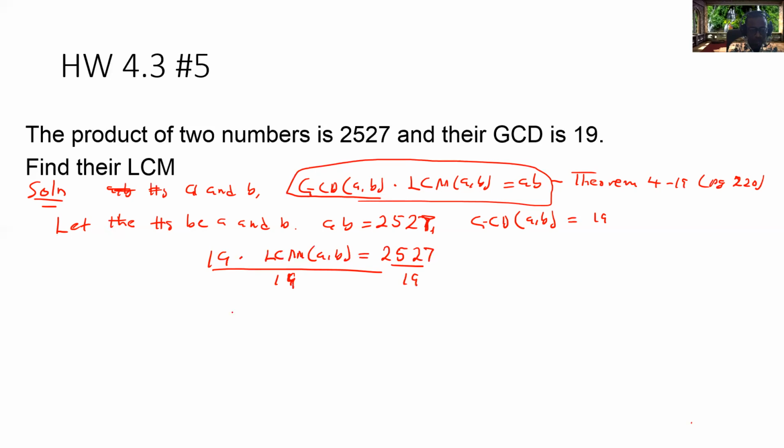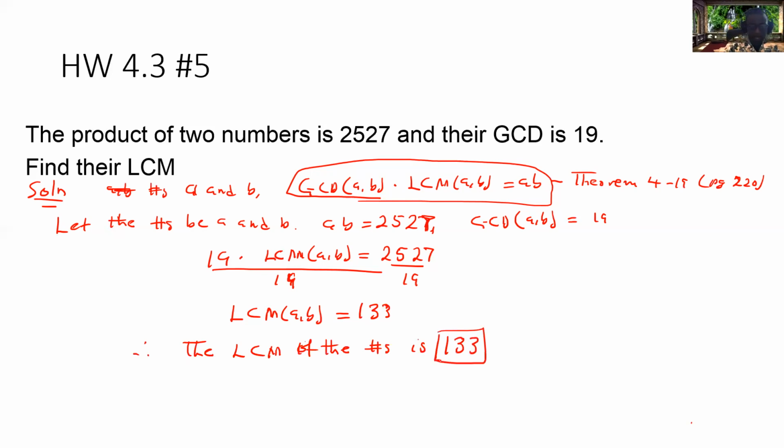And you have the LCM of the numbers A and B is equal to 2,527 divided by 19. That gives you 133. Therefore, the LCM of the numbers is 133. And that is your answer.